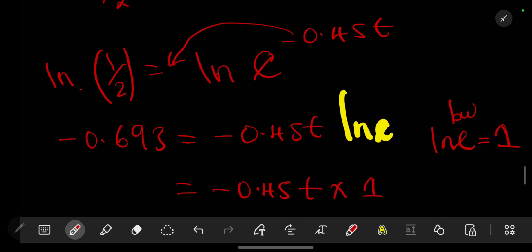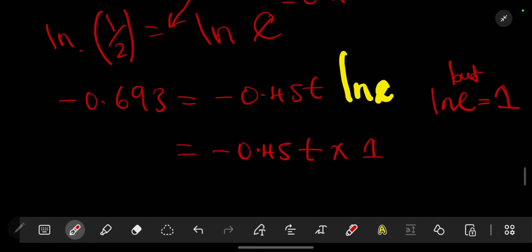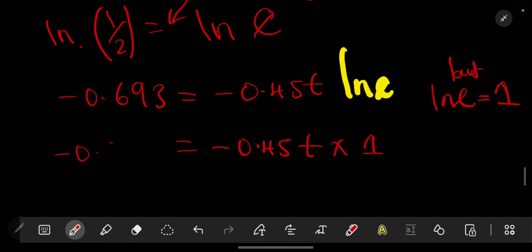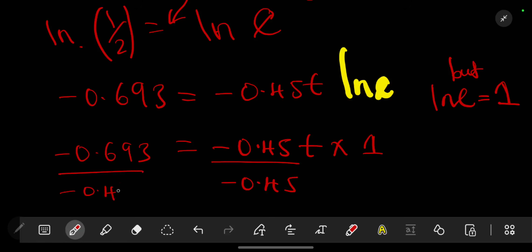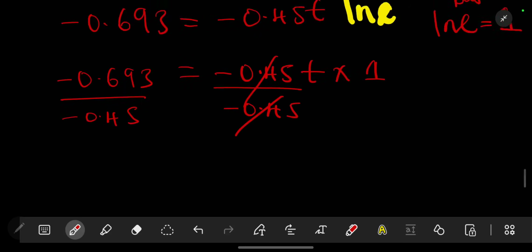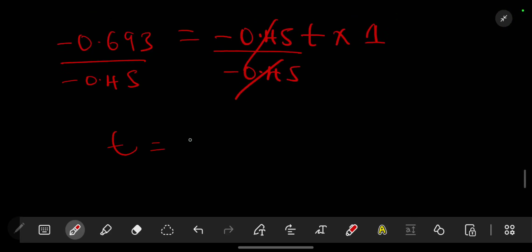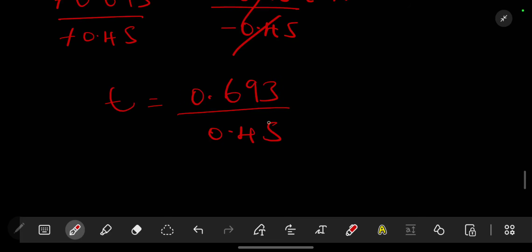The ln of this is equal to 1. So negative 0.693, we will divide by negative 0.45. So our t should be equal to, this and this cancel, 0.693 over 0.45. So this gives us this value.